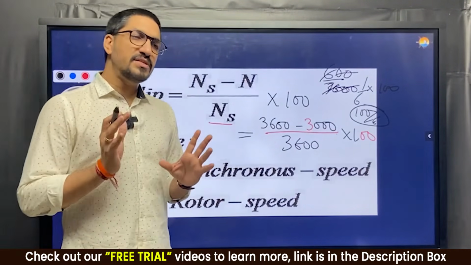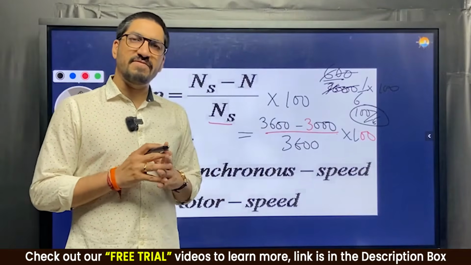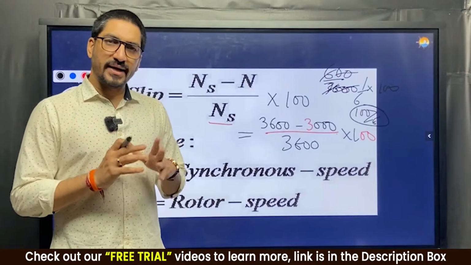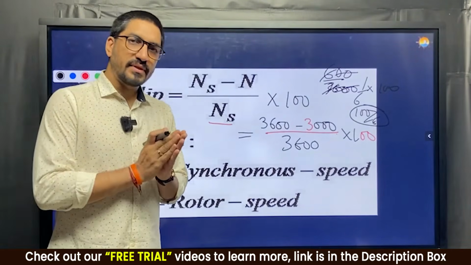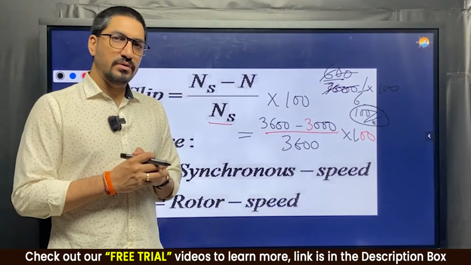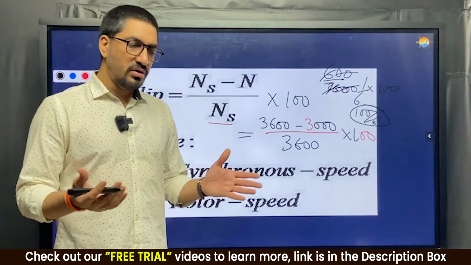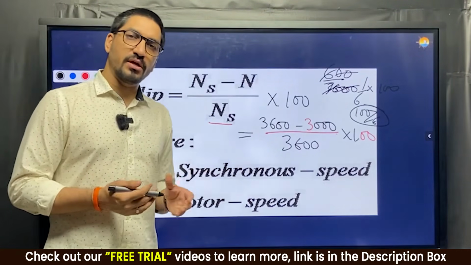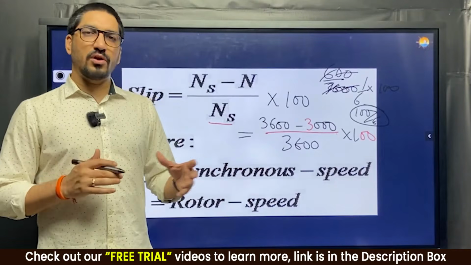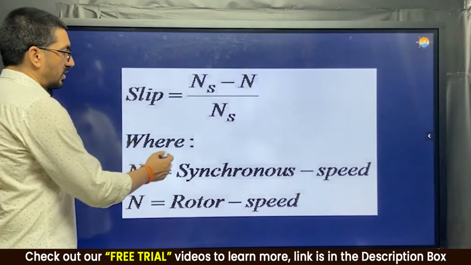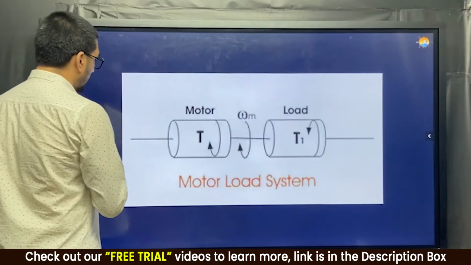Normally slip is in the range of, let's say, 4%, 5%, 6%, 7%, like that. Usually this is the gap that will remain. That again totally depends on the construction, the arrangement, how much is the load on the motor, how big a load is connected, and all those conditions. All right, so I hope this formula is understood.